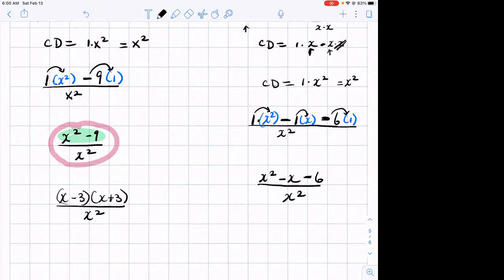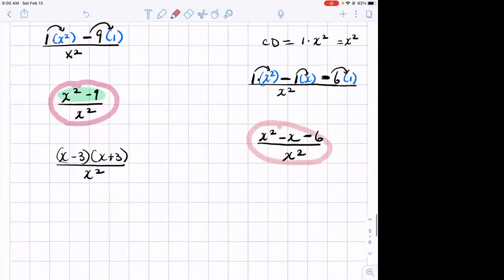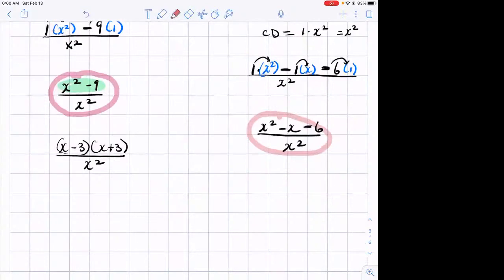Now, like I said, if I was just adding or subtracting, I would leave that as the answer. But because I know I have to divide, I'm going to factor the top. So by factoring the top, I get x minus 3 times x plus 2 over x squared.